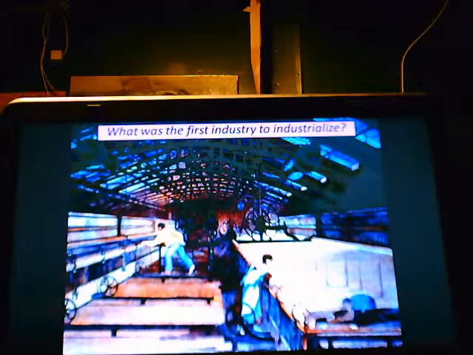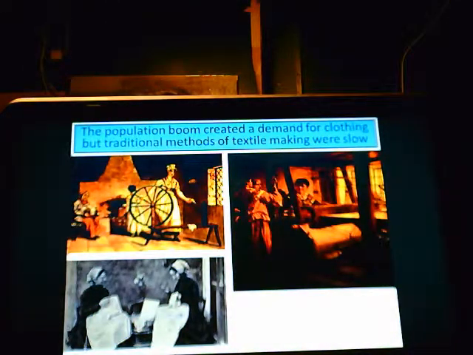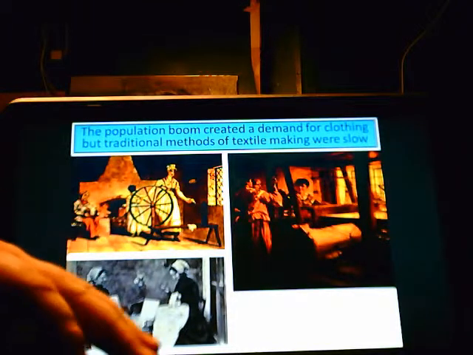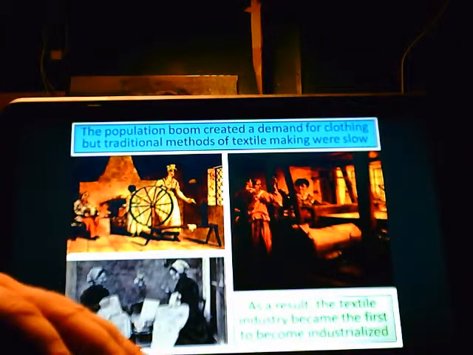What was the first industry to industrialize? Actually, the population boom created a demand for clothing. But traditional methods of textile making were slow. I don't know if any of you have ever gone to a Renaissance fair where they sell a lot of handmade stuff. It takes them hours and hours to make one garment. Imagine having to work 8 hours and maybe make 1 or 2 garments. It's just not economically feasible. So machines helped the textile industry, and it became the first to become industrialized.